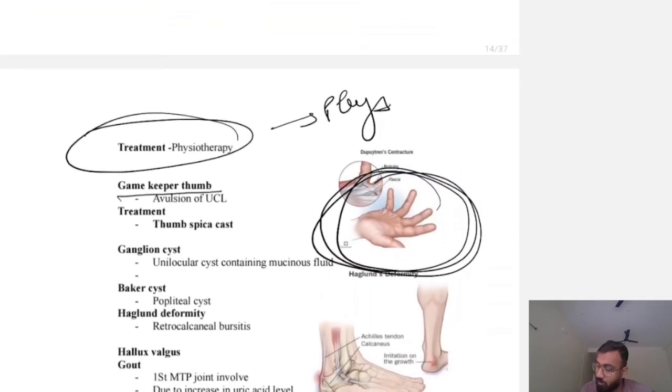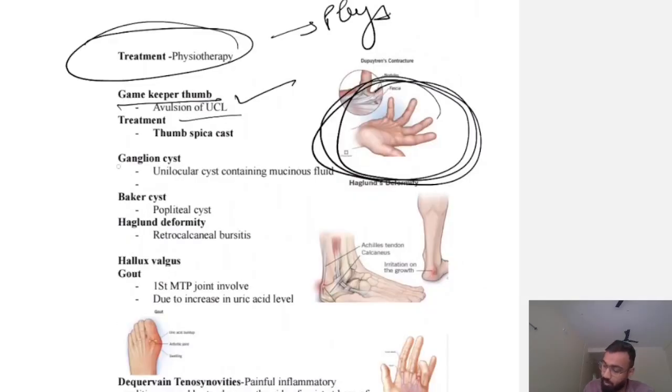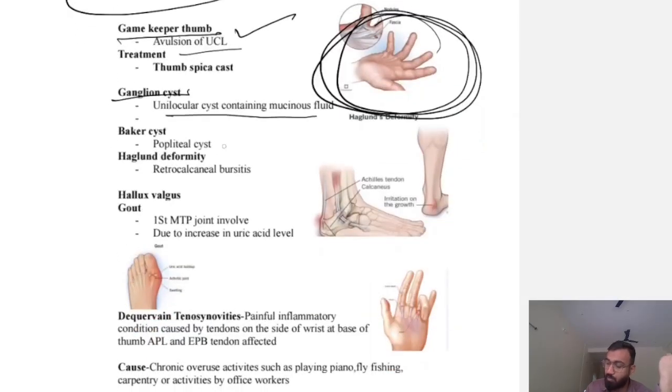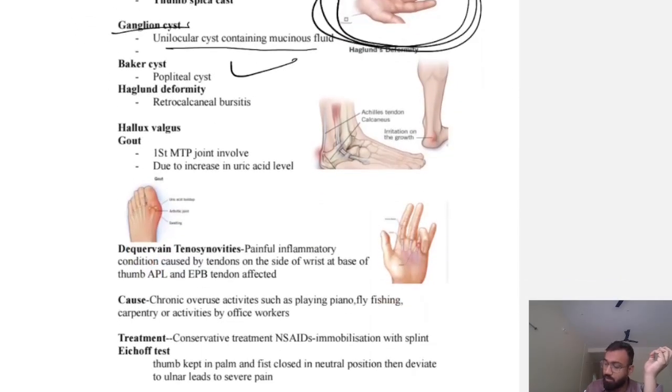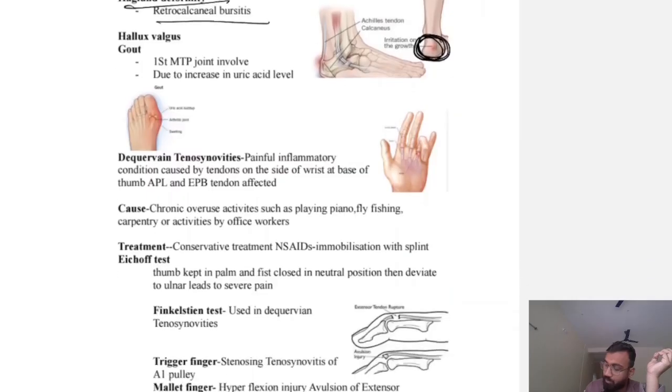Gamekeeper's thumb is avulsion of the UCL, the ulnar collateral ligament. This is the ulnar collateral ligament. Next is ganglion cyst. It mostly forms in the hand. It is a unilocular cyst containing mucinous fluid. Baker cyst is a popliteal cyst, same as ganglion cyst. Haglund deformity is retrocalcaneal bursitis.